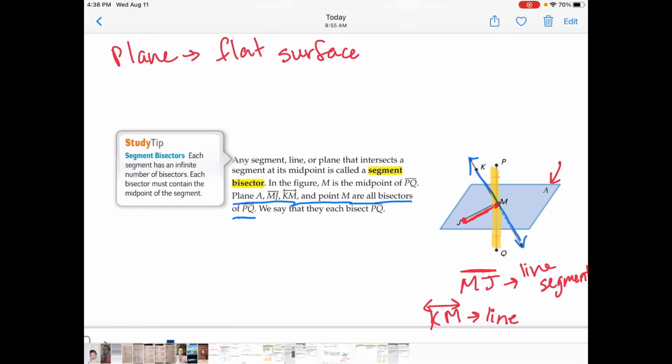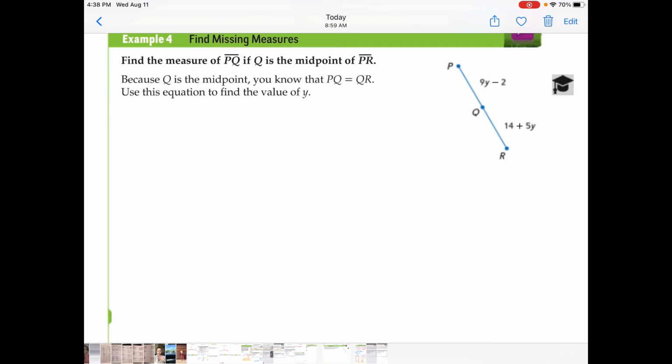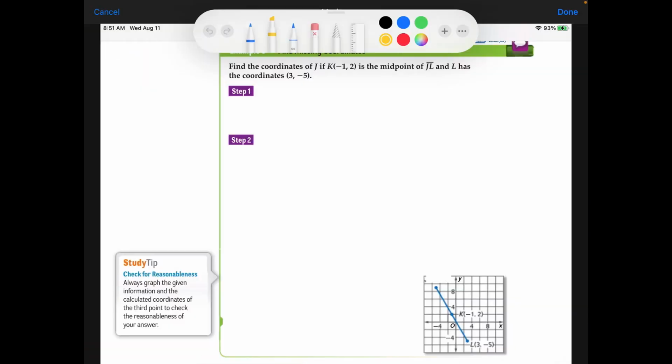All right, so now let's do some examples understanding that terminology. So it says here, find the coordinates of J, if K is -1, 2, and that is the midpoint of the line segment JL, and L has the coordinates 3, -5. So basically, you're trying to find an endpoint. You're not trying to find the midpoint this time. Okay?